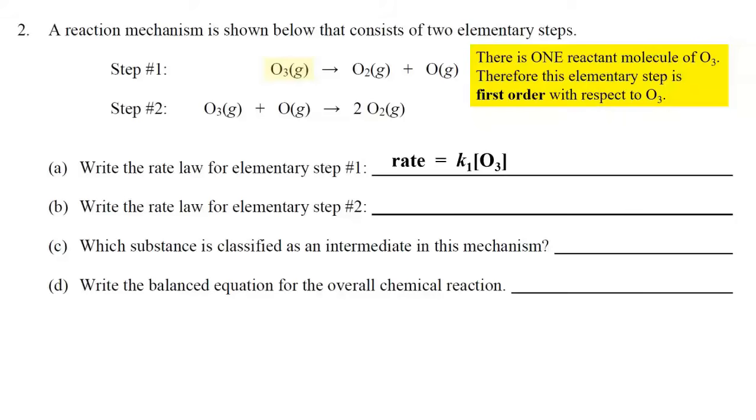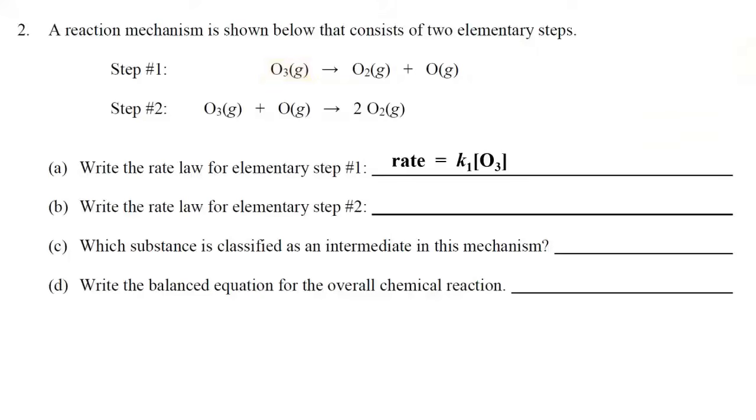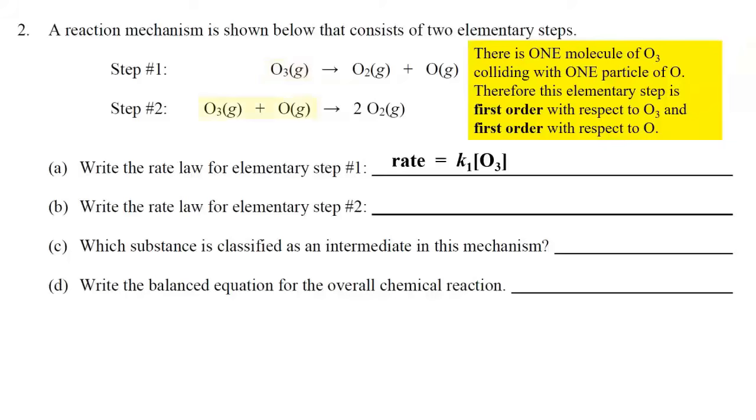Part B, write the rate law for elementary step number 2. Well, in step number 2, we have one molecule of O3 colliding with one particle of O, atomic oxygen. Therefore, this elementary step is first order with respect to O3 and first order with respect to atomic oxygen, O. So rate equals k times the concentration of O3 times the concentration of O.